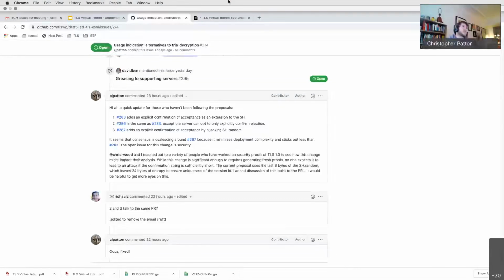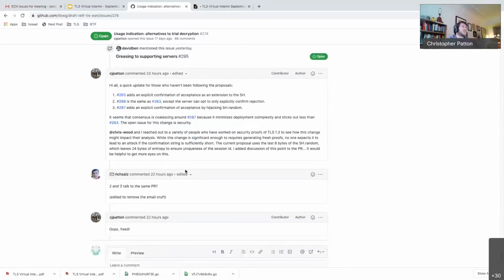the client sends an ECH extension in its client hello inner, which has this 8-byte random value that it expects to see in the server's server hello random. So if it sees that sequence of bytes, then it presumes acceptance. Otherwise, it presumes rejection, or the server doesn't support it. So the idea of this is basically to stick out as little as possible while resolving this trial decryption problem.